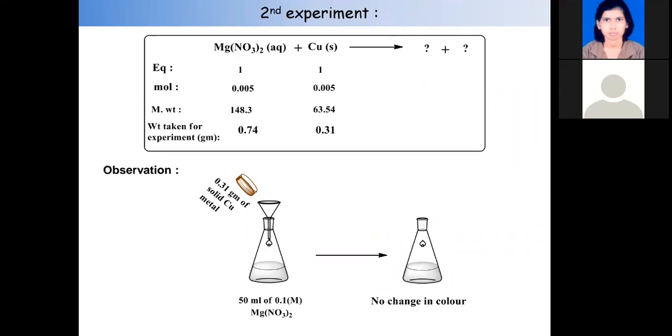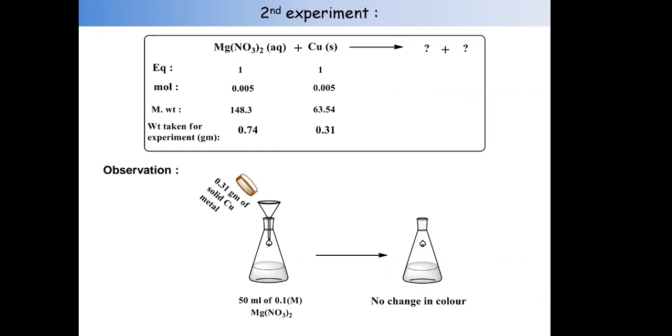So for full reaction, we have to add it to the 50 ml colorless solution. With the help of spatula, watch glass, and digital balance, we shall weigh the exact 0.31 gram of solid copper powder, and very carefully with the help of a funnel, we shall add that amount to the flask.